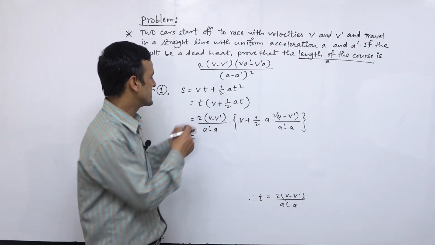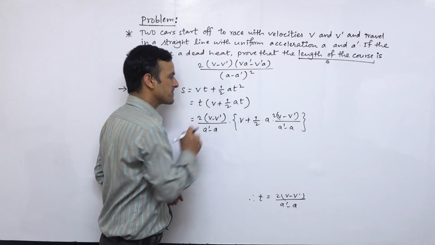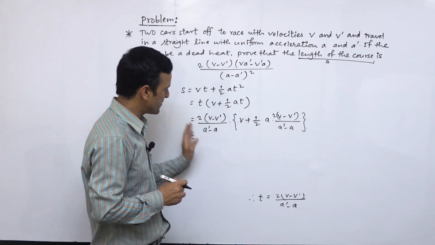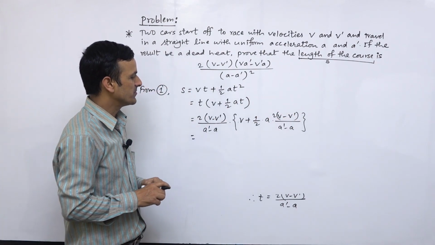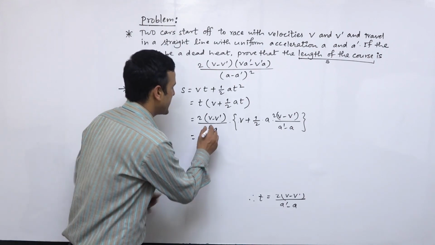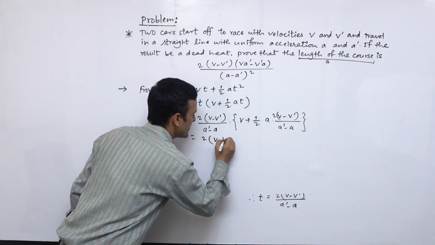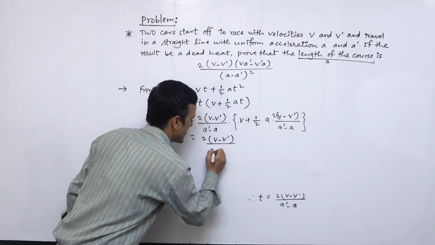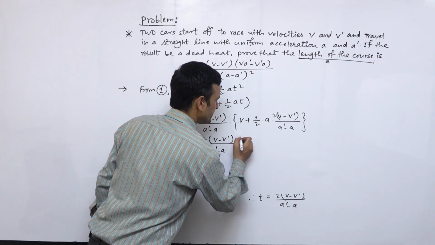हामीसँग दुई ठाउँमा t छ, एउटा यहाँ t छ, एउटा यहाँ t छ. दुवै t को ठाउँमा यसरी भ्यालु रिप्लेस गर्दा we get this term. Now we can simplify this one. 2 times b minus b dash divided by a dash minus a.